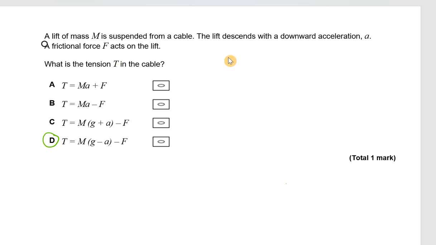So always good with this type of question, and lots of questions, is to draw a diagram, and particularly important is to show the forces acting on this diagram. So the lift is descending and it's accelerating at a rate a. So why is it accelerating at a rate a? It's accelerating at a rate a because there must be a resultant force acting on it. So I can say that resultant force is going to be equal to its mass times its rate of acceleration.